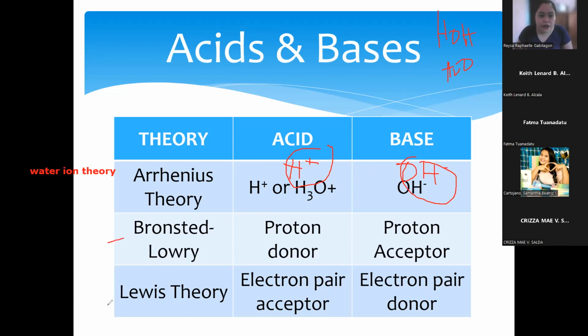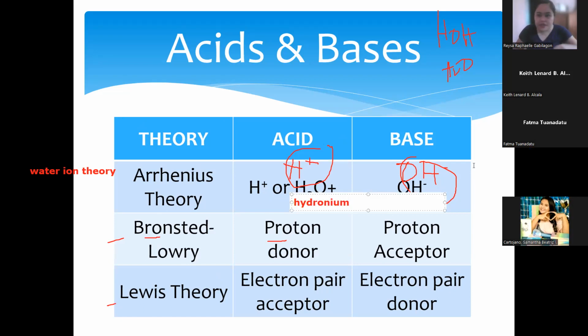Now, the problem is not all acids and bases contain hydrogen and hydroxide. Kaya meron pa tayong additional theories. The first one is the Bronsted-Lowry. Para madali nyo siyang maintindihan at matandaan, class, Bronsted for proton. Okay? Sounds alike. Well, hindi talaga totally, but nevertheless, sounds alike. H3O plus, I'll discuss to you what is that. H plus is hydrogen ion and H3O plus is called the hydronium ion. We'll have a separate discussion of this.